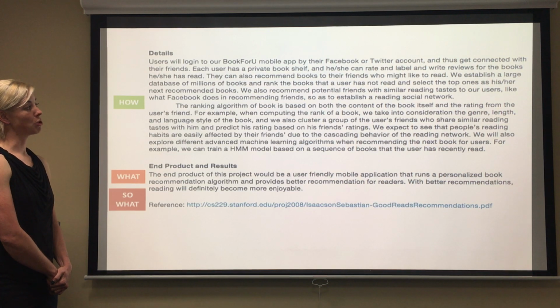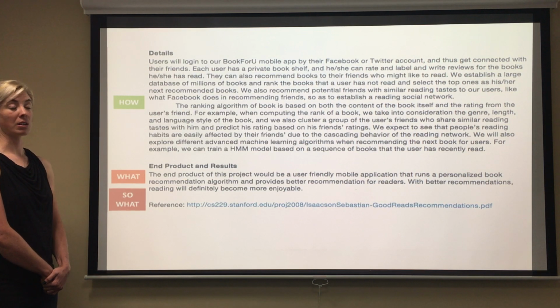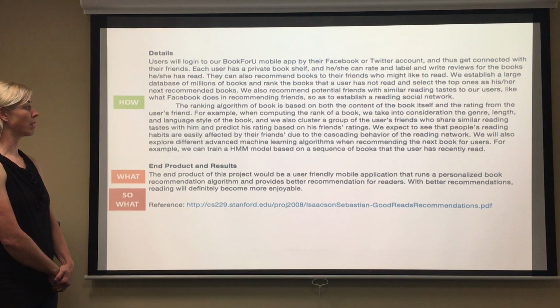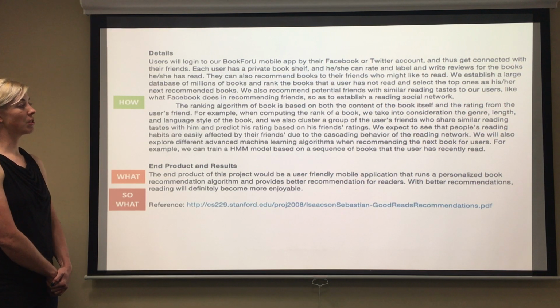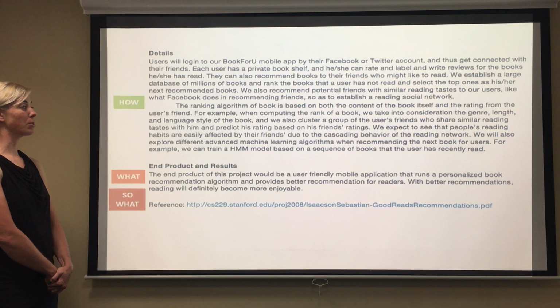We also recommend potential friends with similar reading tastes to our users, like what Facebook does in recommending friends, so as to establish a reading social network. The ranking algorithm of a book is based on both the content of the book itself and the rating from the user's friend. For example, when computing the rank of a book, we take into consideration the genre, length, and language style of the book, and we also cluster a group of users' friends who share similar reading tastes with him and predict his rating based on his friend's rating.